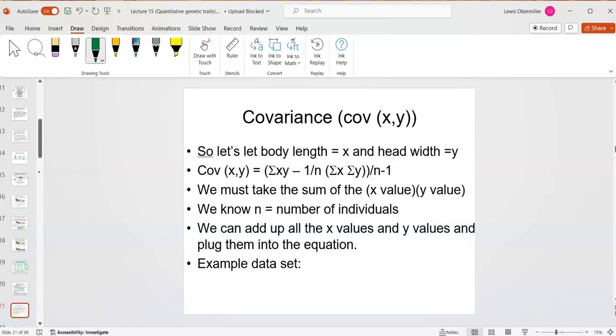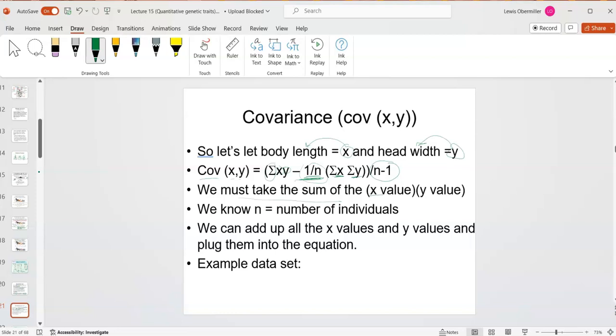So we're going to have two variables here. We have x. We're going to let x be the body length, and y is going to be head width. And so we're going to say the covariance of x and y equals the sum of x times y minus 1 divided by n. Remember, because we're doing a subset of the population, this is why we do n minus 1. And then we're going to multiply that by the sum of all the x's and all the y's. And that's going to give us the values.